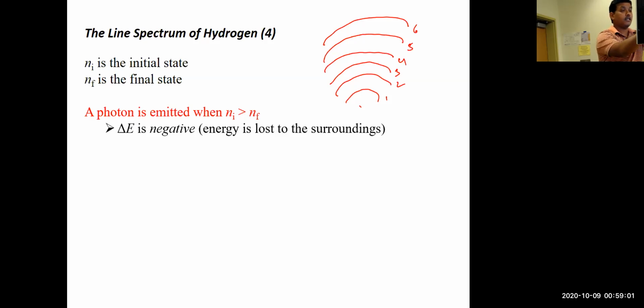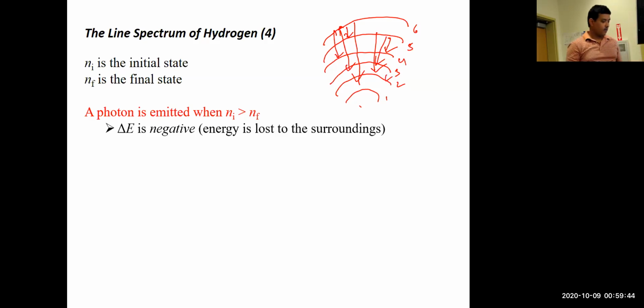Could be 6 and then coming to 5. Or it could be 6 coming to 4. Or it could be an electron in 6 coming to 3. Or an electron in 6 coming to 2 or 1. All of these are valid for an emission of a photon. Your initial state can be any big number, from 5 to 4 or 5 to 3 or 5 to 2 or 4 to 2. Any of these numbers works.